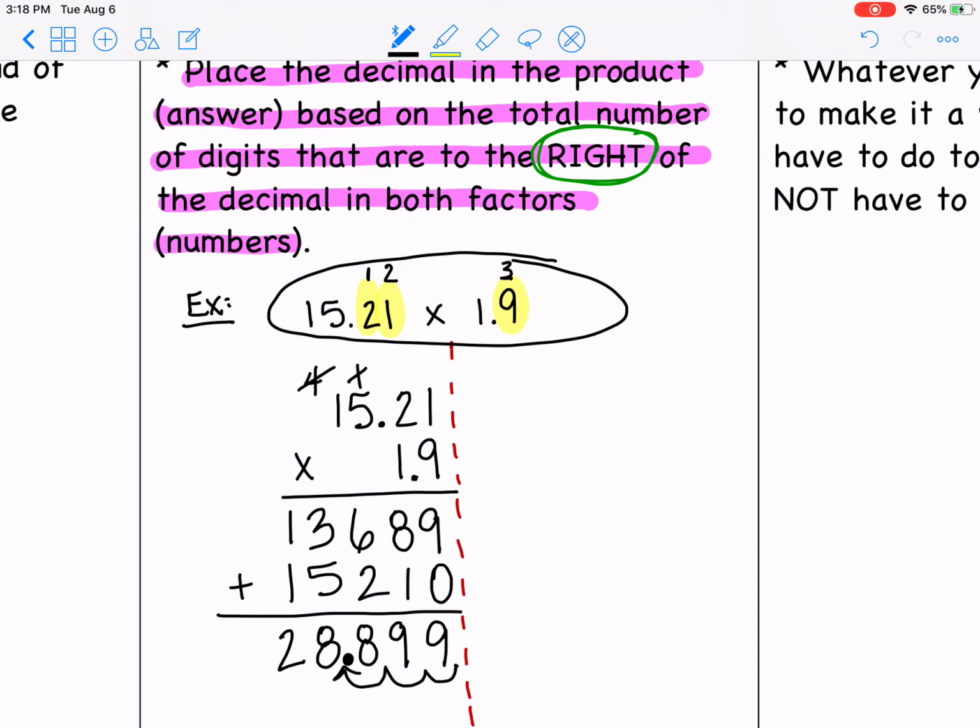So, to rewrite the equation, 15 and 21/100ths times 1 and 9/10ths equals 28 and 899 thousandths. So as you can see, I have 1, 2, 3 place values to the right of the decimal in my final answer, and I had 1, 2, 3 digits to the right of the decimal in my equation.